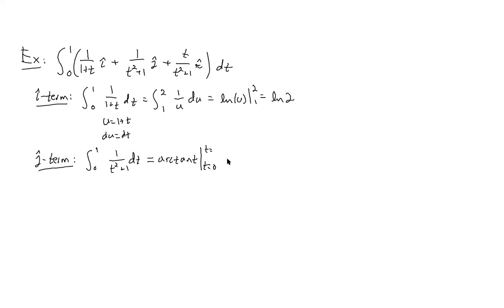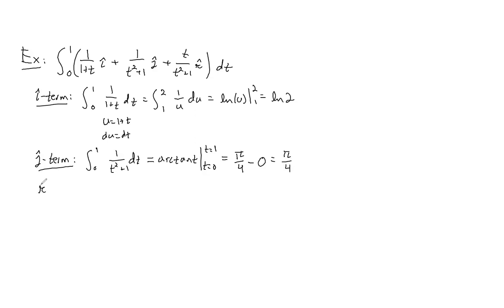Sorry, 1, not 0. Now, arctan of 1, inverse tangent of 1, what angle gives you a tangent of 1? Opposite equals adjacent, so that's going to be pi over 4. Minus arctan of 0, which is 0, so that just becomes pi over 4.